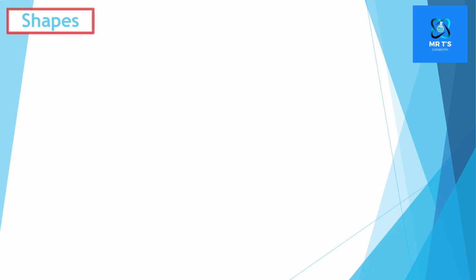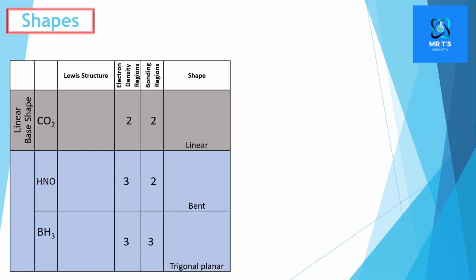Okay, let's look at the shapes that can be formed from the Lewis structures you would be expected to draw at this level. At this level, we've got 3 basic frameworks, or what I would call base shapes, for the shapes that could be formed. The first, the simplest shape, I guess, is a linear base shape, and that's when we have a molecule that has 2 electron density regions around the central atom. In this case, we can see that there are 2 double bonds around the carbon dioxide central atom here.